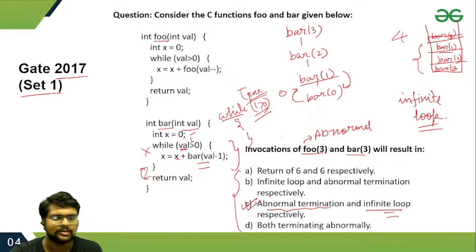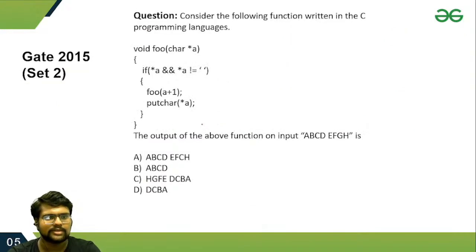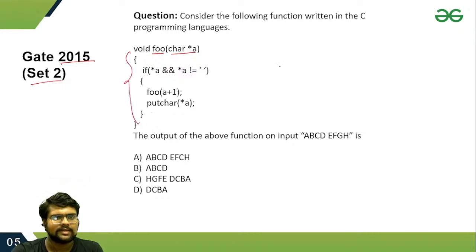Okay, so let's now do one more GATE question. This question was asked in GATE 2015 set 2. In this question, we have a function which we have to call with this input. Let me write the input: A, B, C, D, then a space, then E, F, G, and H. Let me give the addresses to this.